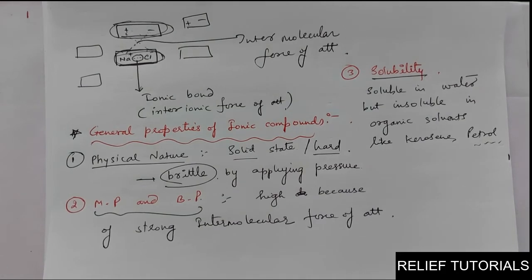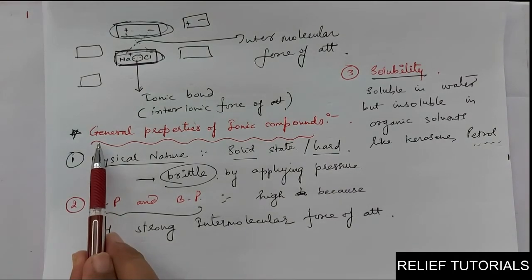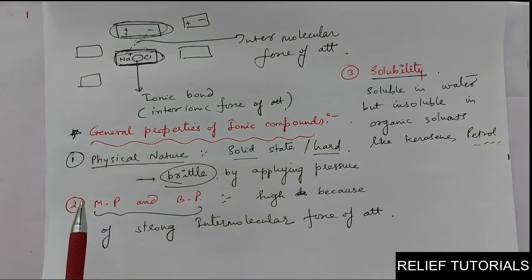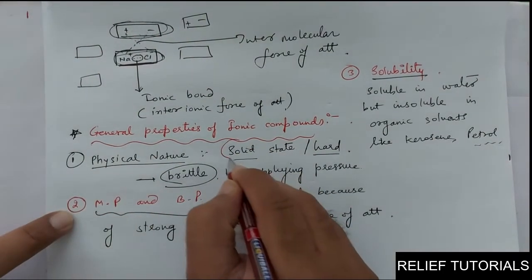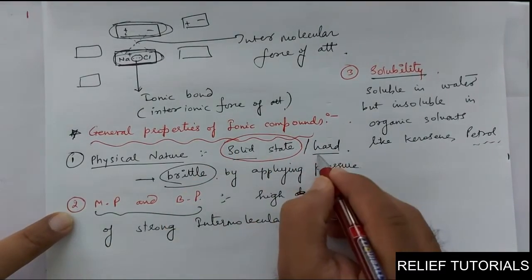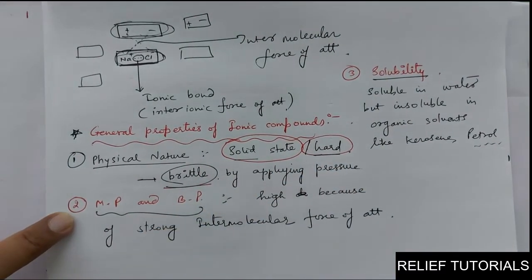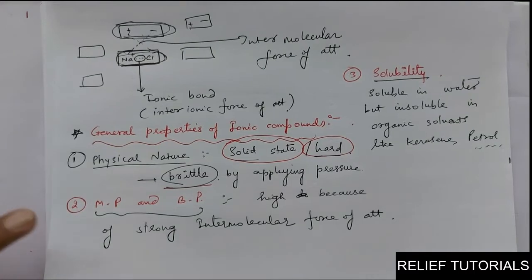So, ionic compounds are soluble in water. You have to remember, we are talking about the general properties of ionic compounds. First, their physical nature. Normally, all the ionic compounds are in which state? Solid state. They are somewhat hard and they are brittle, meaning they can be broken into pieces on application of force or pressure.